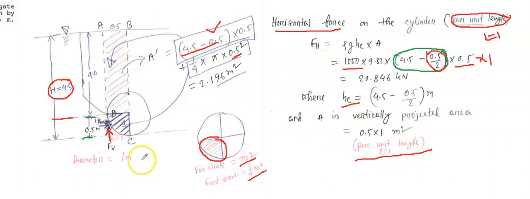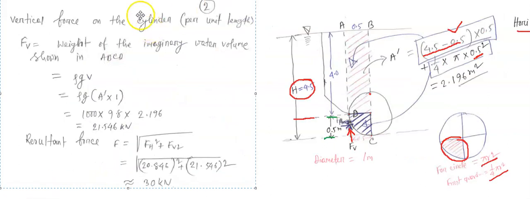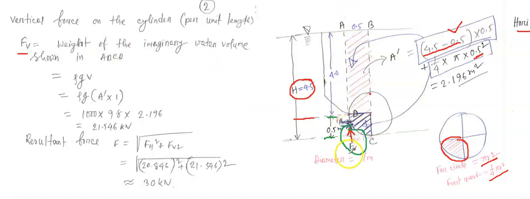Now we will calculate the vertical force. So the vertical force on the cylinder, definitely this is also for per unit length. We know from the previous problem, the vertical force is actually the weight of the corresponding liquid. In this case, the vertical force is acting this way. So this is actually the direction, right? It should be the weight of the imaginary water volume. So this is actually the imaginary water volume, shown in this section A, B, C, and D.